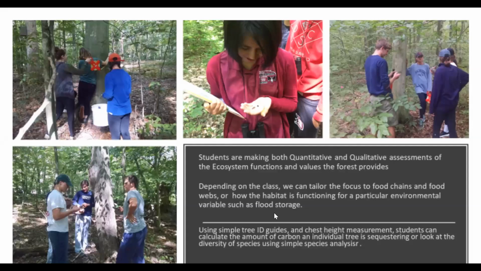So for example, here, the students are measuring the diameter of a tree and identifying its species. And then they can use simple online tables to calculate the amount of carbon dioxide that's absorbed and stored as carbon. So seeing the amount of sequestration, the amount of carbon storage that this forest or this parcel is providing.